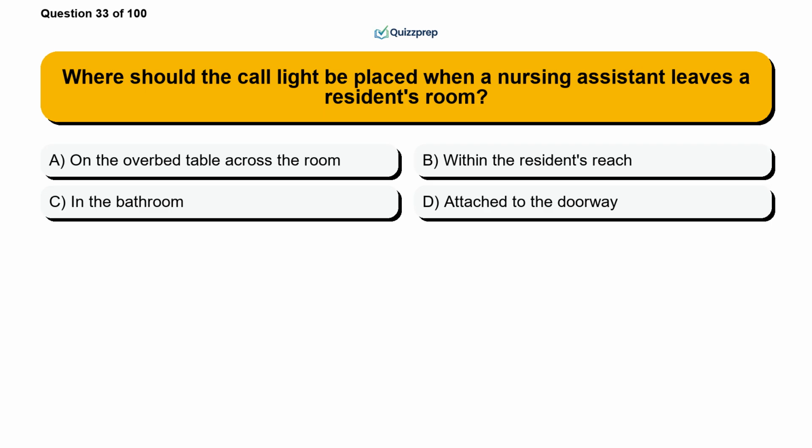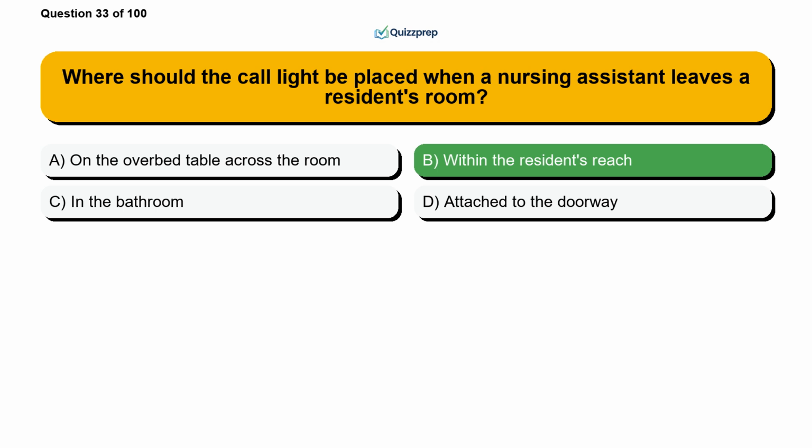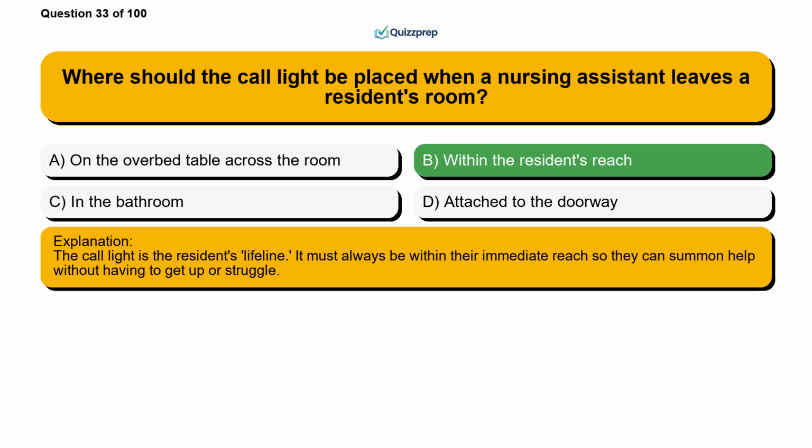Question 33. Where should the call light be placed when a nursing assistant leaves a resident's room? Option A, on the overbed table across the room. Option B, within the resident's reach. Option C, in the bathroom. Option D, attached to the doorway. The correct answer is option B, within the resident's reach. The call light is the resident's lifeline. It must always be within their immediate reach so they can summon help without having to get up or struggle.